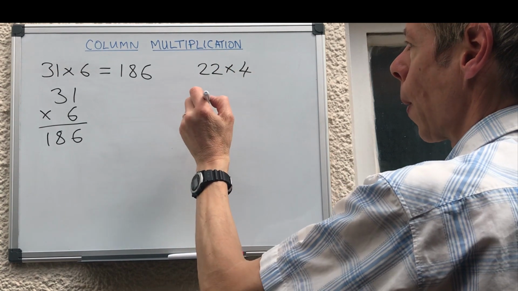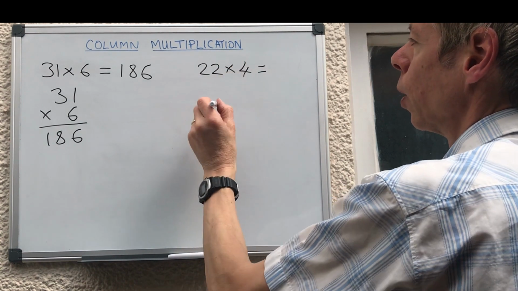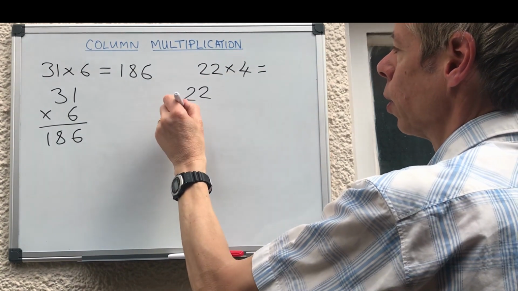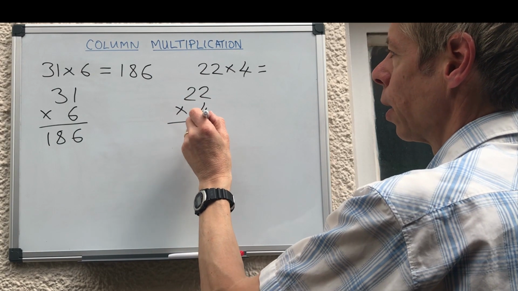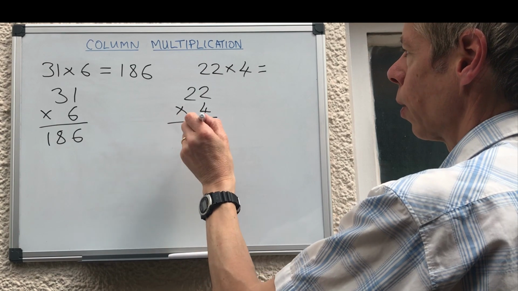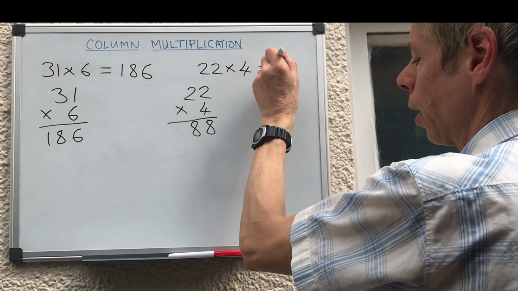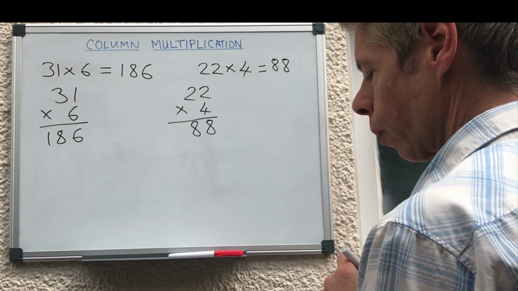Right, next question we're going to do is 22 times 4. Quite an easy one, this one. Anyway, 22 times 4. So what we do is 4 times 2 is 8, 4 times 2 is 8 again, so the answer is 88.